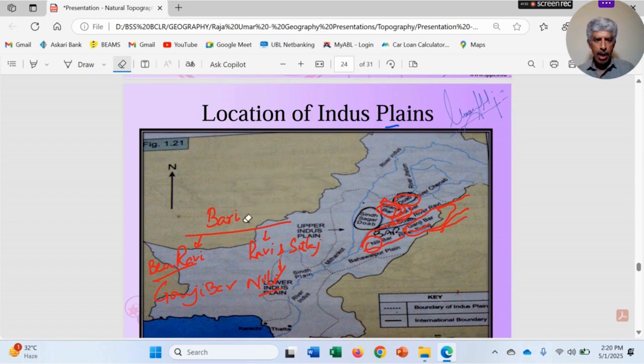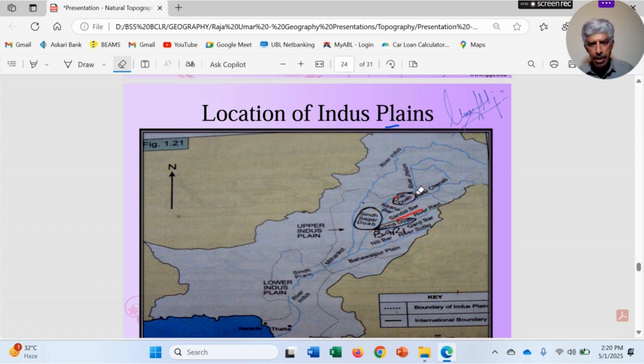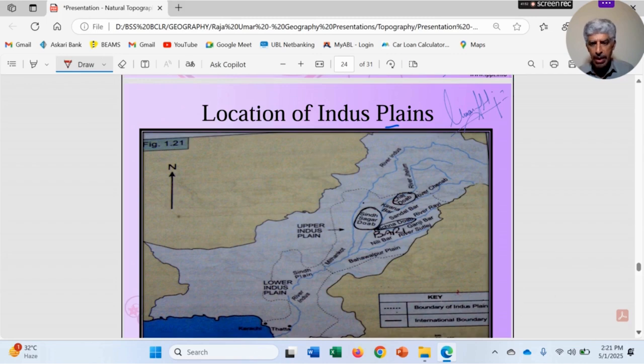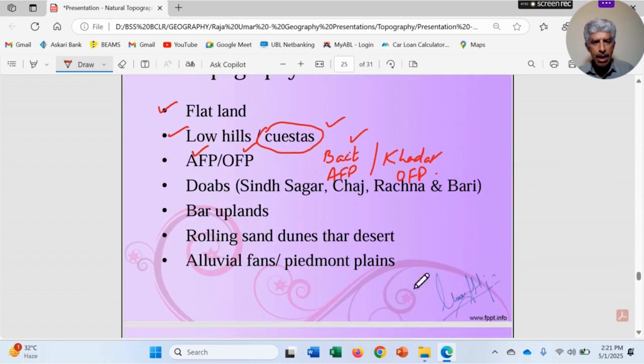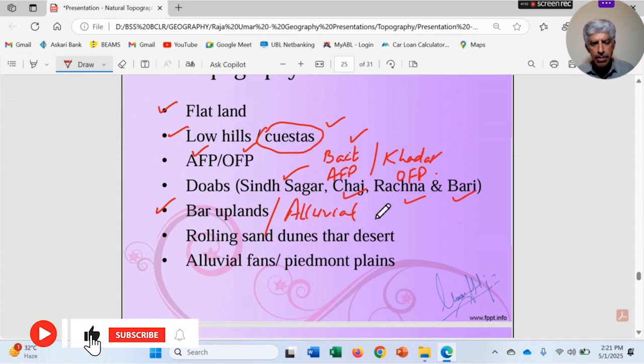Now, I have given greater detail of the characteristics of the upper Indus Plain, but in the lower Indus Plain there is no Doab, as there is no other river except river Indus, so you will not be able to find any Doab in that region. Okay, now here we have the Doabs: Sindh Sagar Doab, Chaj Doab, Rachna Doab and Bari Doab. Bar uplands or alluvial terraces are explained.